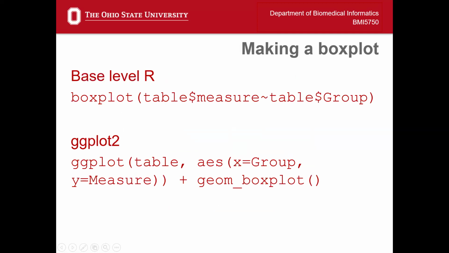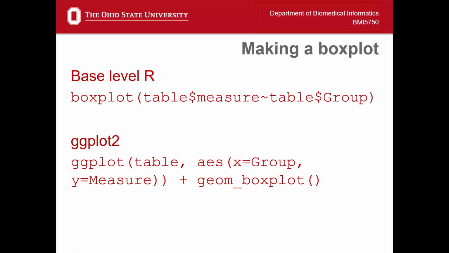So if you want to make a box plot and you're just using base level R, the function is boxplot. You tell it the vector, you're pulling it from your table. So we use table$sign, the column name. This is measure, so this is our numeric part. Then we use this twiddle, and this twiddle is used as function notation.